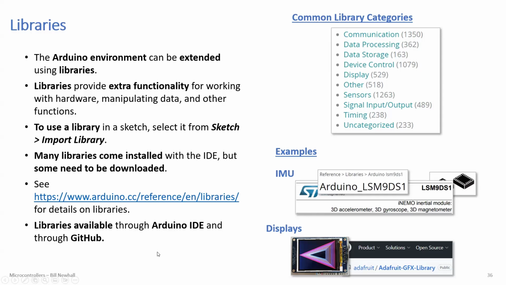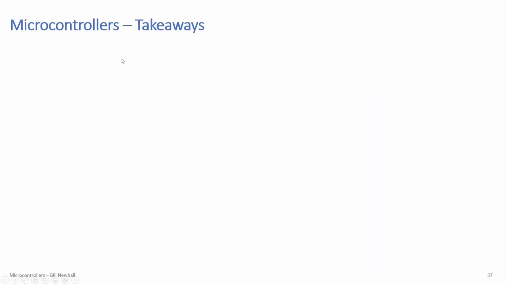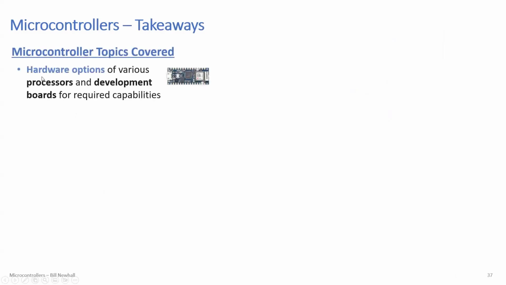Okay. So this is going to end our microcontroller discussion in this course. I want to give some takeaways. We covered the hardware options for various processors and development boards, so you can select the board and the processor based on the capabilities you need. We talked about peripherals: ADCs, digital ports, timers, interrupts, things like that. When you look for a microcontroller, you might want to consider: does it have the capabilities that you need? Is the board the size you need? And does it take the power that you need?